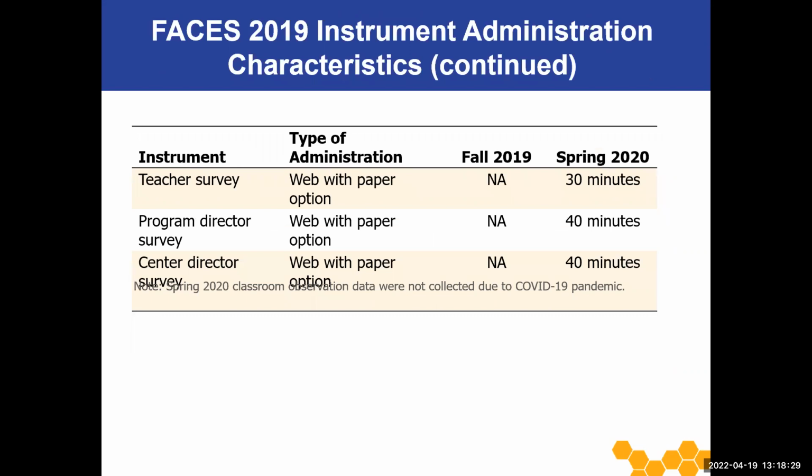The 3 instruments listed in the table were administered in spring 2020 only. The 30-minute teacher survey could be done online or by using a paper survey. And directors had the option of responding to a 40-minute survey online or using a paper instrument.